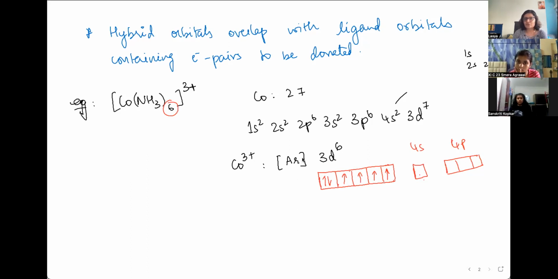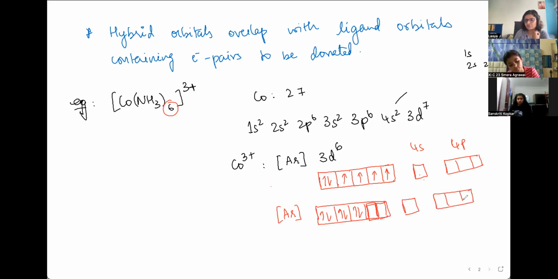Okay. So what happens is, when it has to bond with the ligand, all the unpaired electrons get paired up. So these electrons will align themselves, this is unchanged. Then the 3d electrons will rearrange themselves like this. 6 electrons, meaning 3 pairs. So now it has 2 empty 3d orbitals plus 1 4s orbital plus 3 4p orbitals.